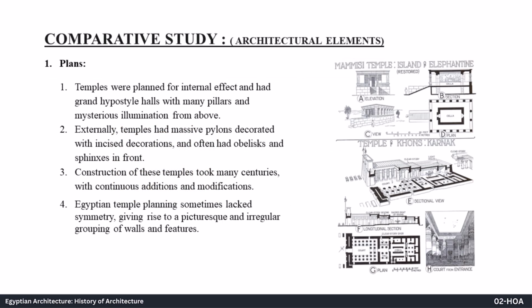Comparative study of architectural elements. Plans. Temples were planned for internal effect and had grand hypostyle halls with many pillars and mysterious illumination from above. Externally, temples had massive pylons decorated with incised decorations, and often had obelisks and sphinxes in front. Construction of these temples took many centuries, with continuous additions and modifications. Egyptian temple planning sometimes lacked symmetry, giving rise to a picturesque and irregular grouping of walls and features.